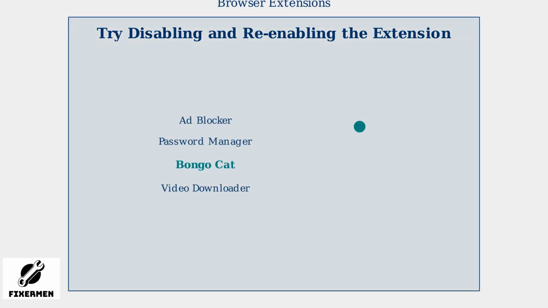A simple fix is to try disabling and then re-enabling Bongo Cat. Go to your browser's extensions page, find Bongo Cat, and toggle the switch to disable it. Wait a few seconds, then toggle it back on to enable it. This can help reset the extension's context and resolve minor initialization issues. It's a quick and easy step that often resolves the problem.